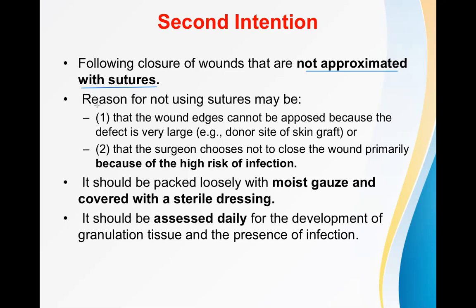The same thing is explained here. These are the reasons for not using sutures, and they are: the wound edges cannot be opposed because the defect is very large. A good example is the donor site of a skin graft. That means skin graft is taken from one part of your body and it is put in another part. Now from the area where we take the skin, there is a big defect, and we don't do anything there. The skin will slowly come back to normal later on. It will take a few weeks.